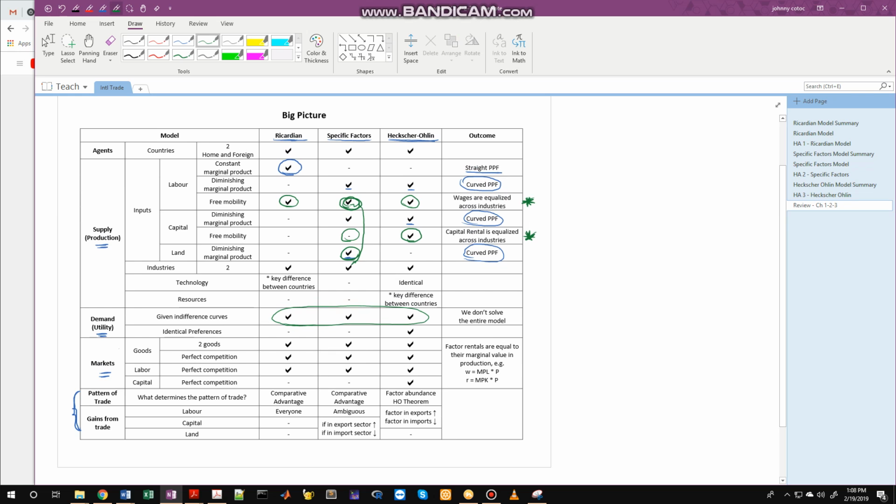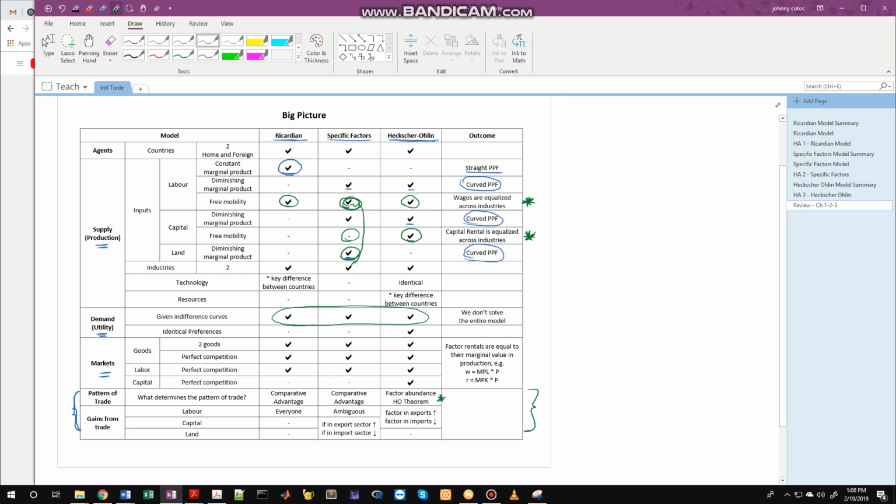Lastly, as mentioned, this last column here focuses on the results. So what determines the pattern of trade is the first key question. In the Ricardian model, we learned that trade is determined by comparative advantage, which is also the case with the specific factors model. But when it comes to the Heckscher-Ohlin model, the key part here is factor abundance.